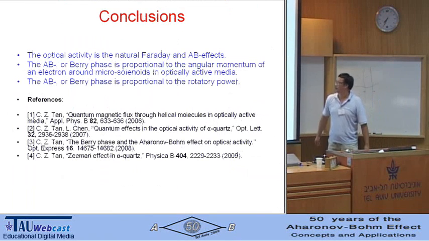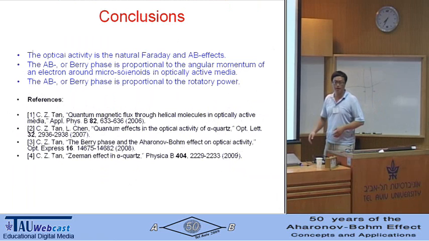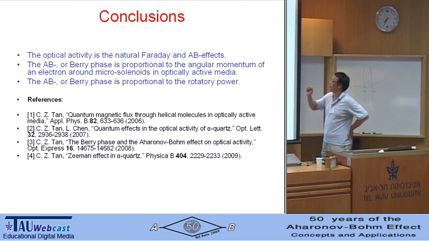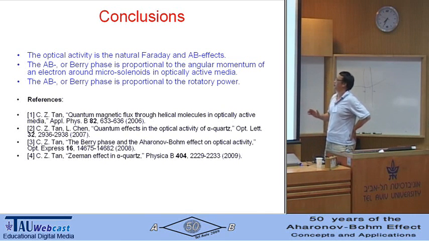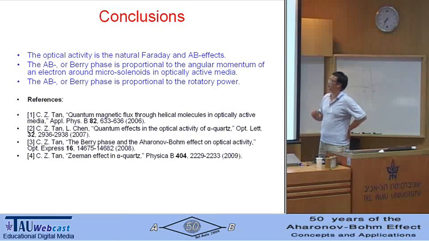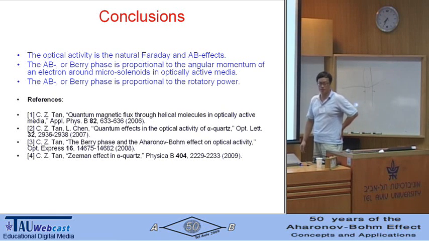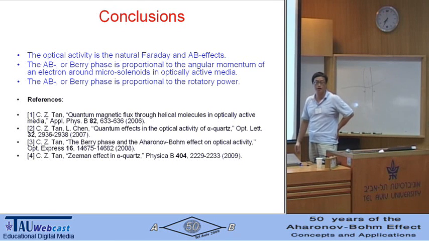So from the above experiments and experimental results, we see the optical activity is a natural Faraday effect in the AB effect. The AB or Berry phase is proportional to the angular momentum of the electron around the micro-helix in the optical medium. And the AB phase is proportional to the rotatory power.